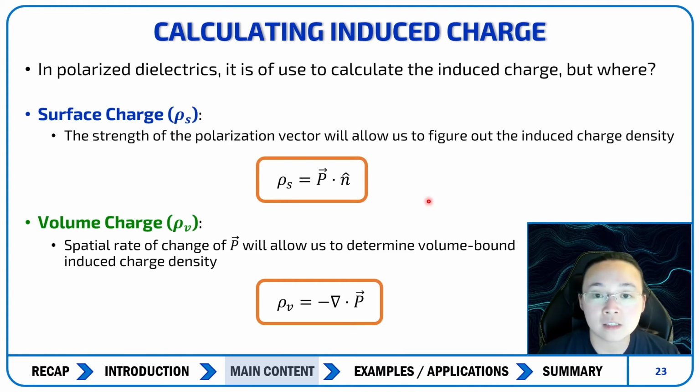Now, taking a look inside the volume, it's a little bit different. Instead of taking a look at the direction that the electric field penetrates the surface, we're going to take a look at the rate of change of the polarization vector within the volume itself. And so we have another equation for rho V that involves the gradient dotted with the polarization vector. So these equations are useful to have. They are things that you will not be expected to solve problems with.